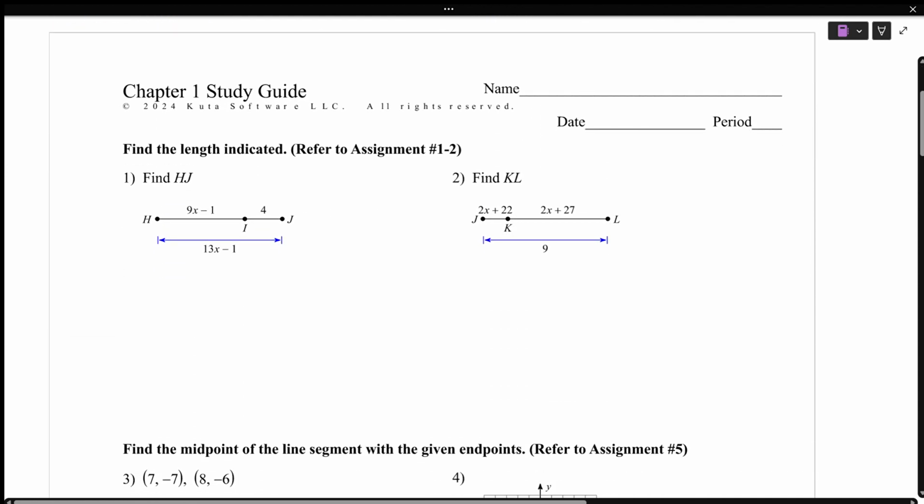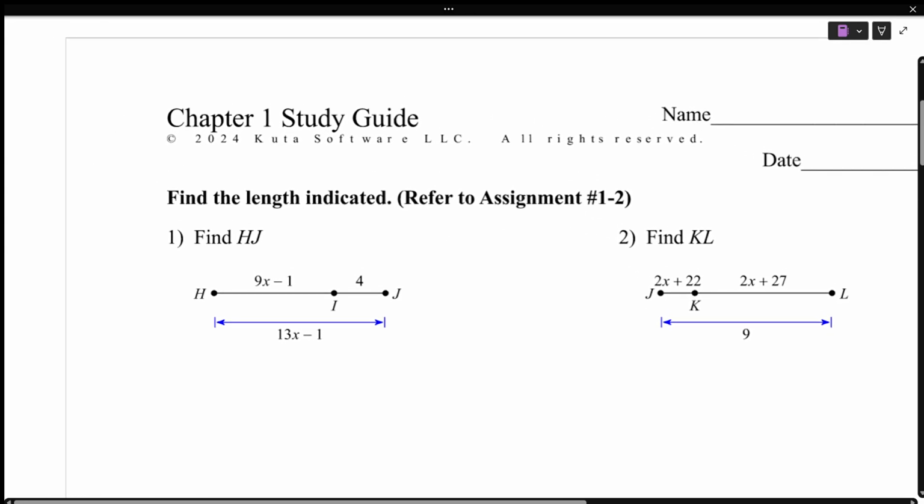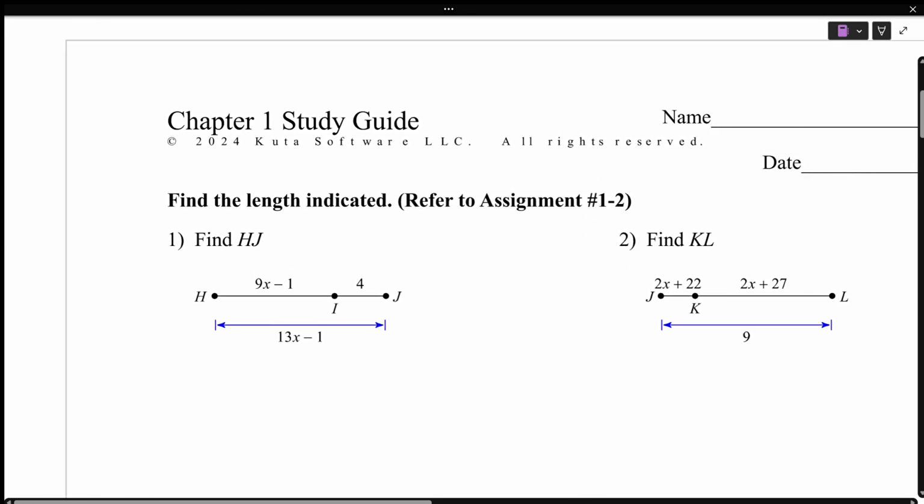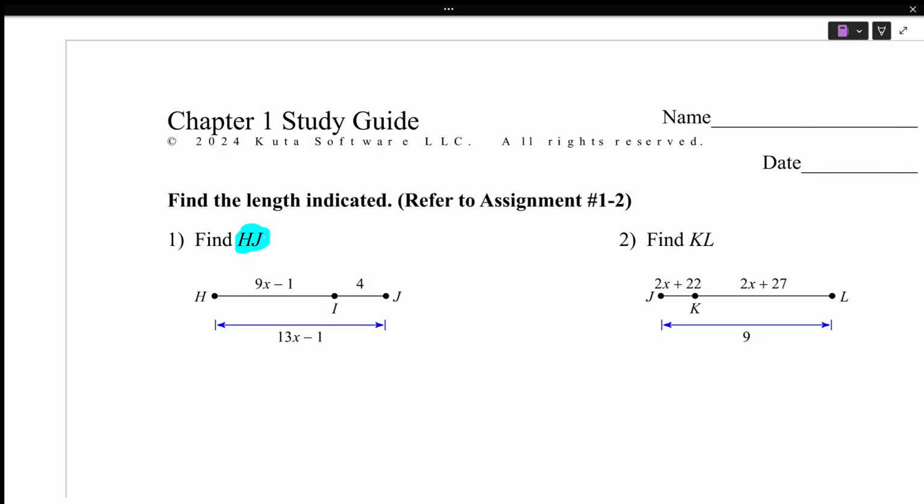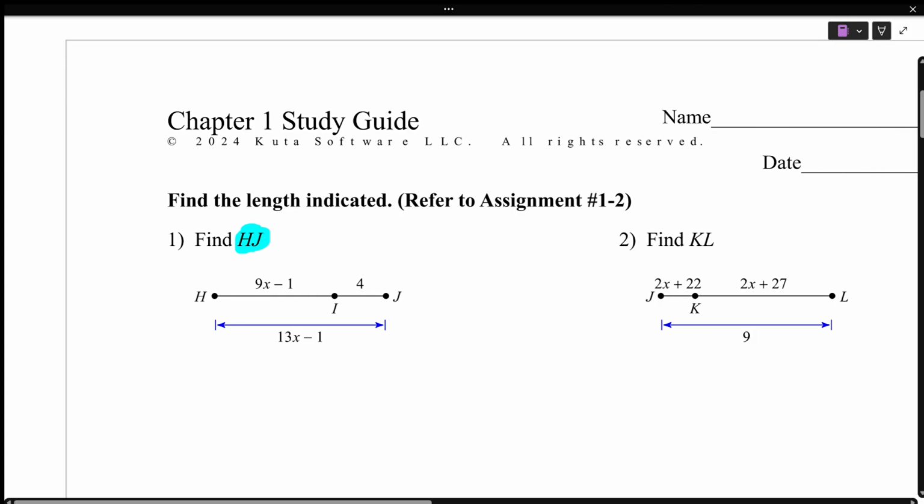Let's start with this first one, right? Find the length indicated. We want to find the length of HJ. I'm going to break this down step by step, and then the next problem is very similar. So I want you to be able to try that next problem on your own based on what I did.